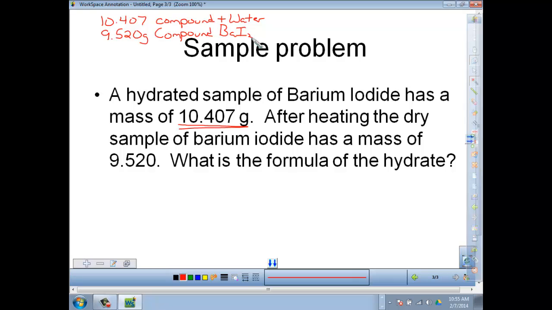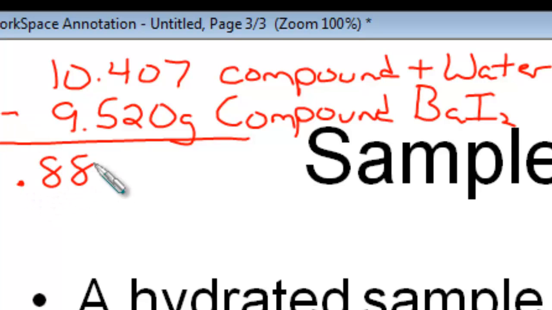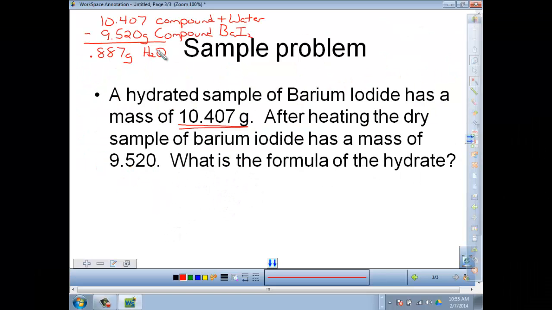Now again, when you think back to your notes, it said, hey, you need to find the water. Well, here's the thing. If this number right up here, 10.407, is the compound and the water, and the 9.520 is the compound alone, if I subtract those two, that will end up leaving the water by itself. So 0.887 grams will end up being water. Now there will be problems that you read through where it'll say compound has a mass of this, water has a mass of that. So you won't have to do this step. But if they give you the whole hydrated mass, you'll have to separate out the compound and you'll have to separate out the water by itself.